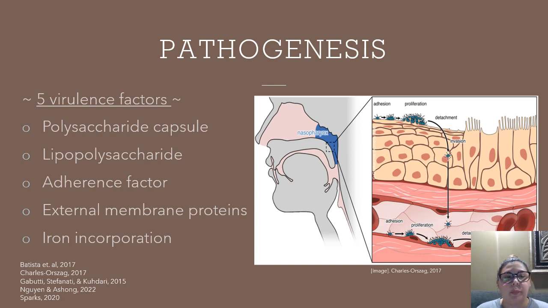Our iron incorporation: with reduced iron, the bacteria expresses proteins present on its external membrane that capture iron from lactoferrin and transferrin and internalize it. And then as we can see here on the screen, our image just shows where our bacteria presents itself in the nasopharynx and then how it travels down, where it adheres, proliferates, detaches, and invades.